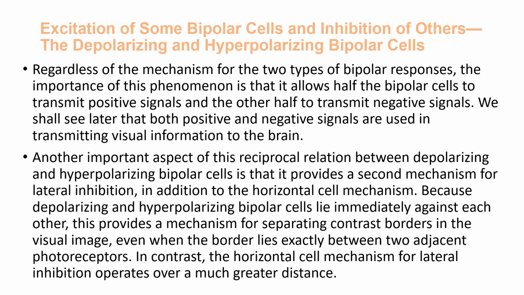Because depolarizing and hyperpolarizing bipolar cells lie immediately against each other, this provides a mechanism for separating contrast borders in the visual image, even when the border lies exactly between two adjacent photoreceptors. In contrast, the horizontal cell mechanism for lateral inhibition operates over a much greater distance.